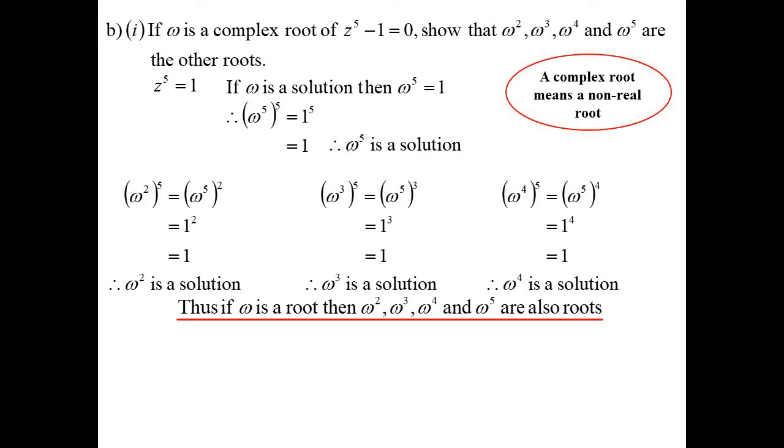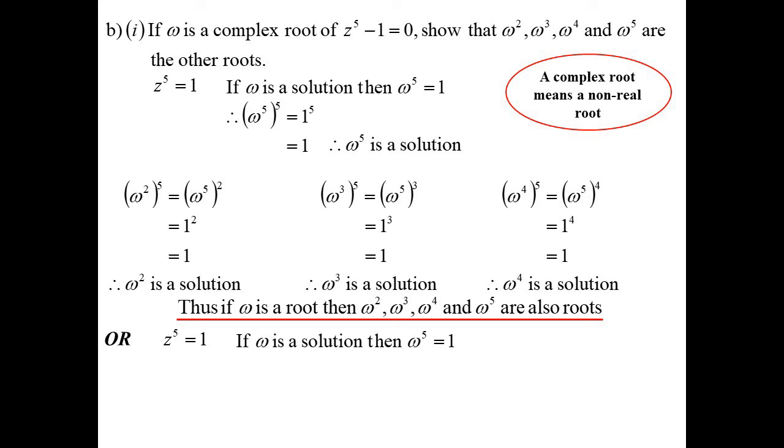Because if omega is 1, the only other solutions I'll produce are 1 squared is 1, 1 cubed is 1. So you just keep getting the same answer each time. That's why it has to be one of the complex ones for this to work. Okay, another way of showing this. We know z to the power of 5 equals 1 if we rearrange our equation.